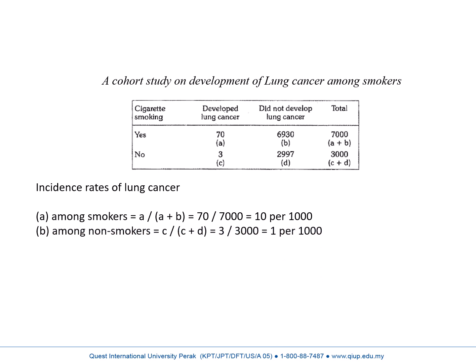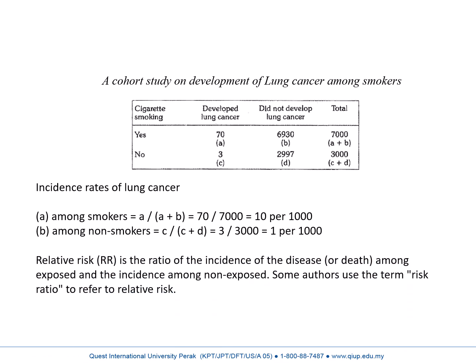Incidence rate of lung cancer among non-smokers is equal to C divided by C plus D. C is the number of people who develop lung cancer among non-smokers. C plus D is the total number of non-smokers. So 3 divided by 3,000, that is 1 per thousand.